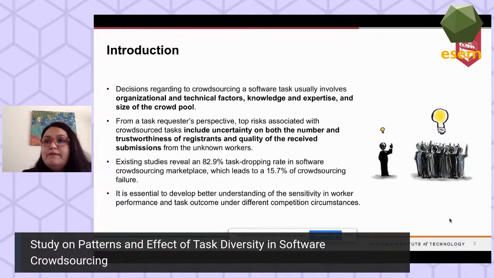Existing studies reveal an 82.9% task dropping rate, which leads to 15.7% of crowdsourcing failure. This is why it is very essential to develop a better understanding of the sensitivity in worker performance and task outcome under different competition circumstances.